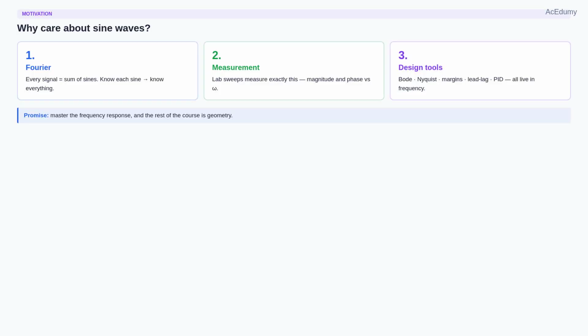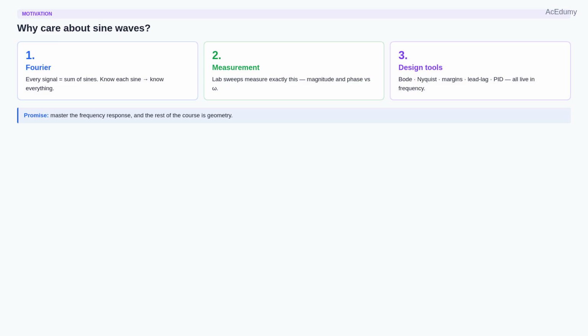Why care about sine waves? 3 reasons. First, every real signal can be written as a sum of sinusoids. That is the Fourier idea. If we know how the system handles each individual sine, we know how it handles every signal.